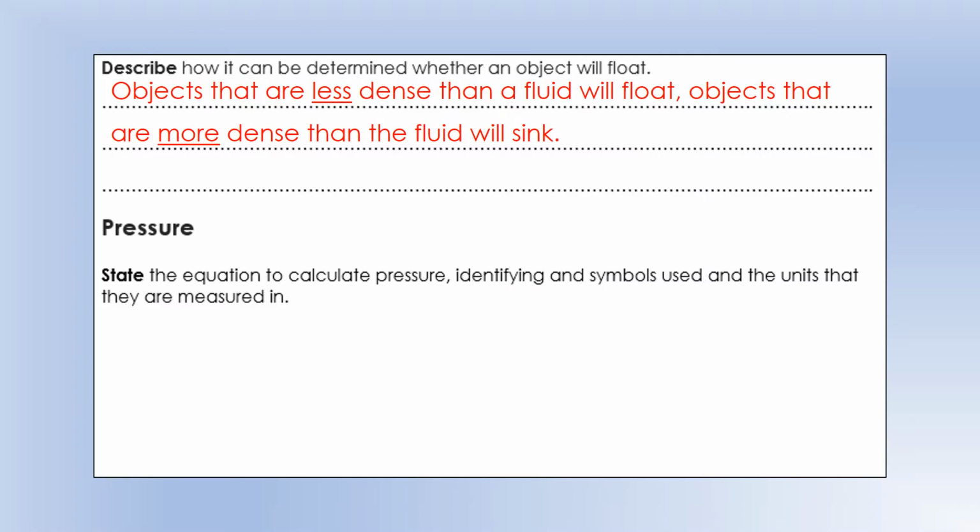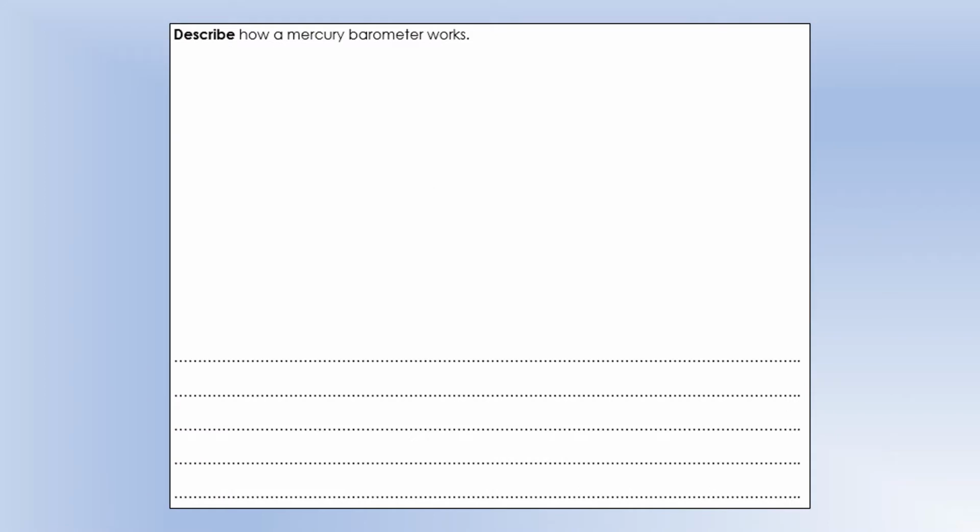Okay, so moving on to looking at pressure. State an equation to calculate pressure, identifying any symbols we've used and the units. So pressure is force divided by area, pressure in pascals, force in newtons, and area in meters squared. And that is usually simplified to this equation here, P equals F over A.